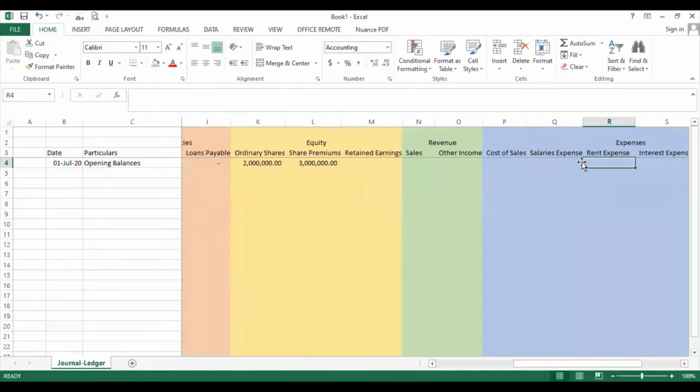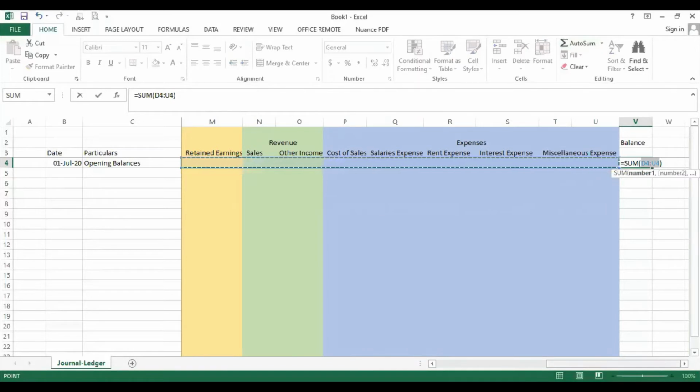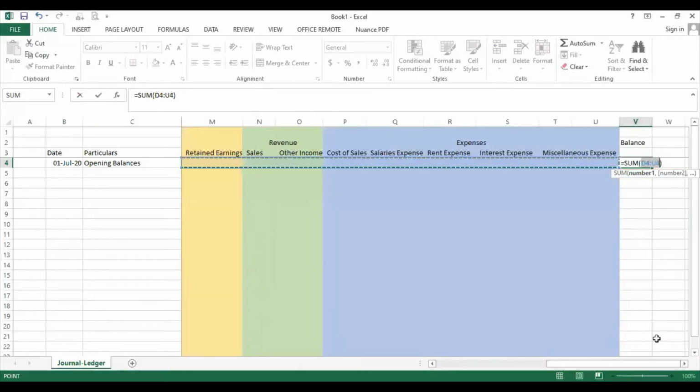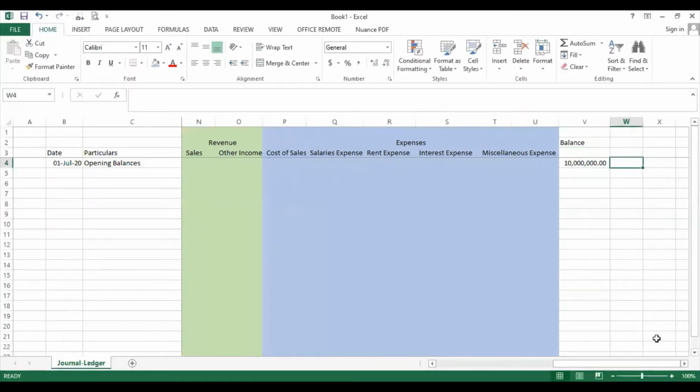If we go to our balances here, our formula should be, we click this auto sum. Once we click auto sum, if you look at here, it will look for all the money values. So it sums D4 to U4. Then click enter. So now, our balance here is 10 million.